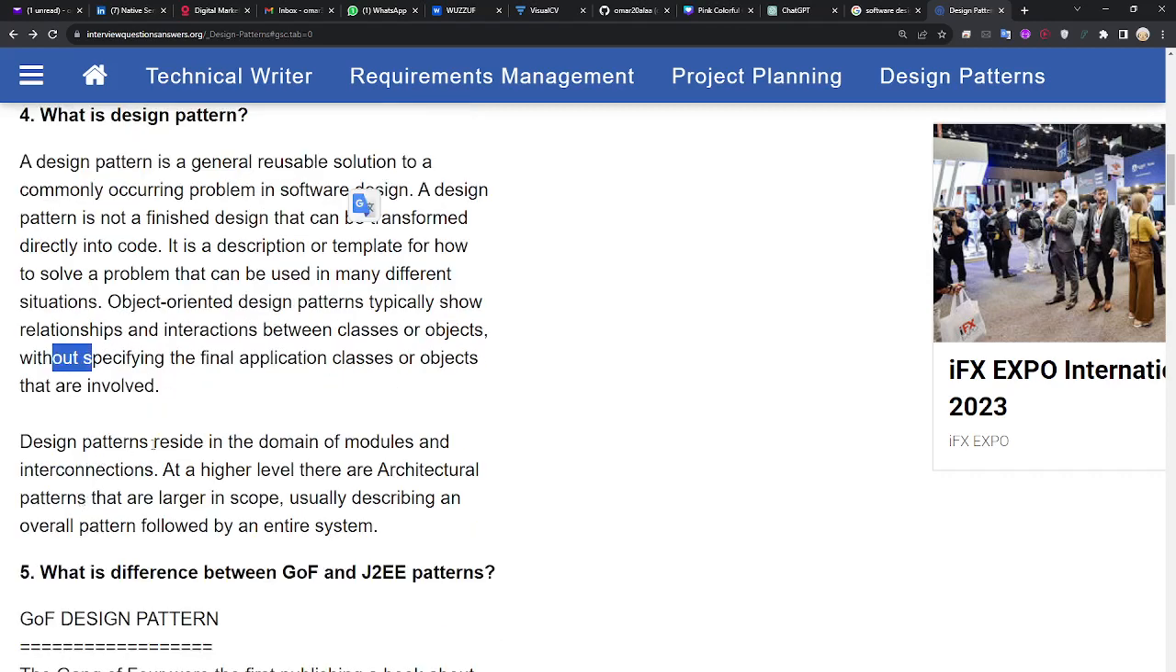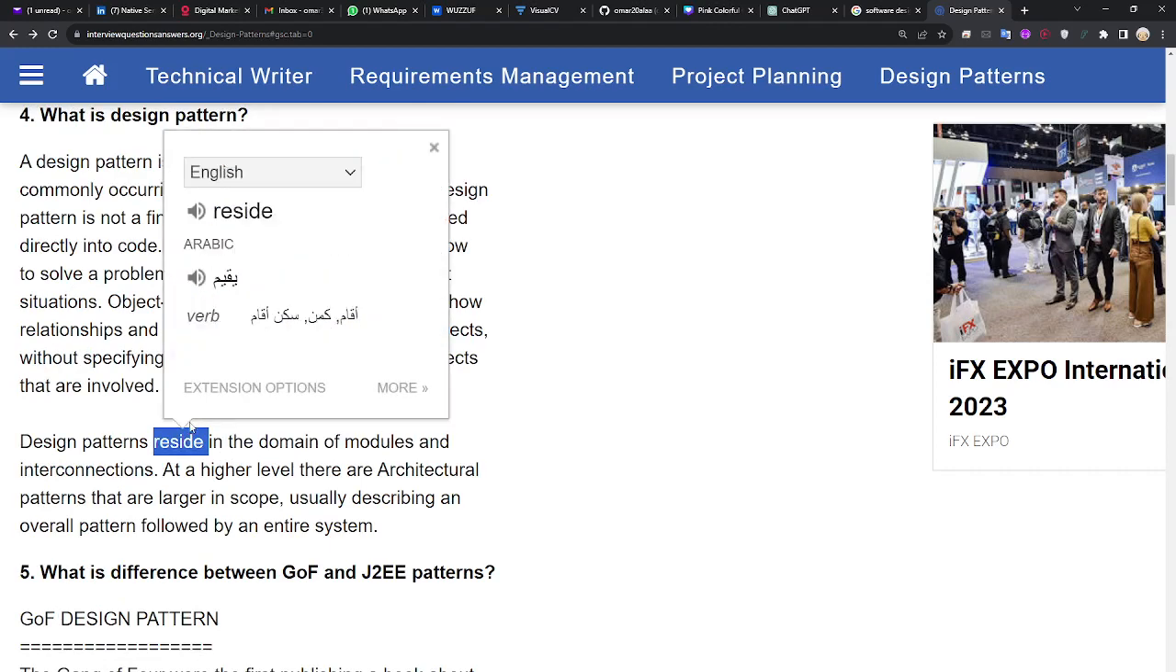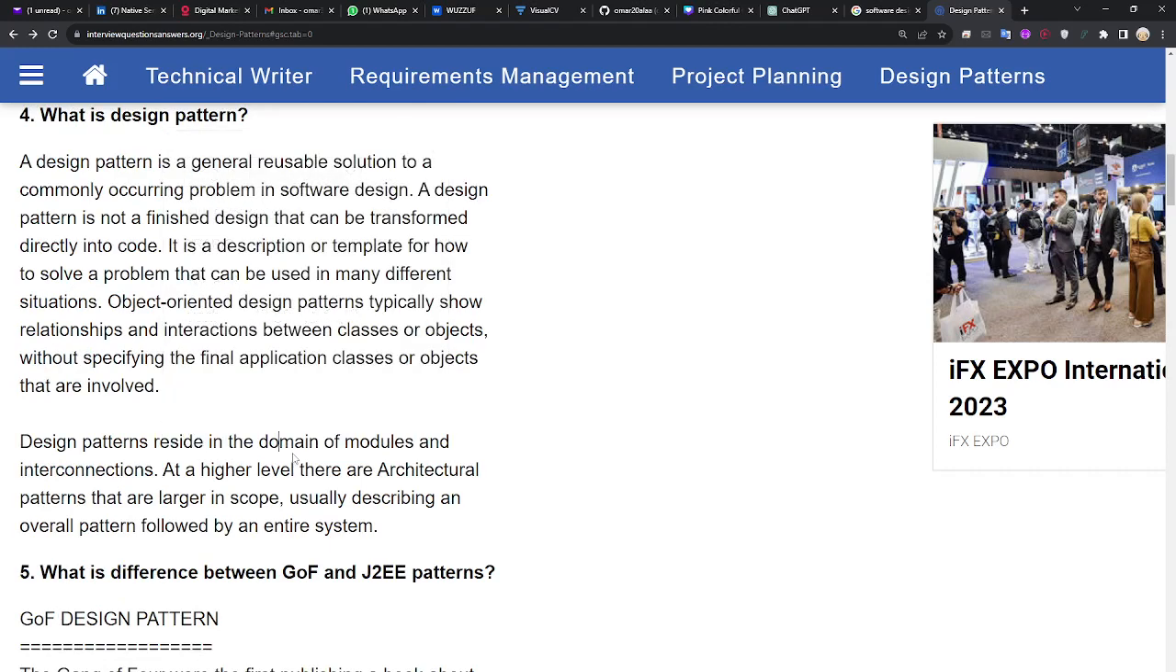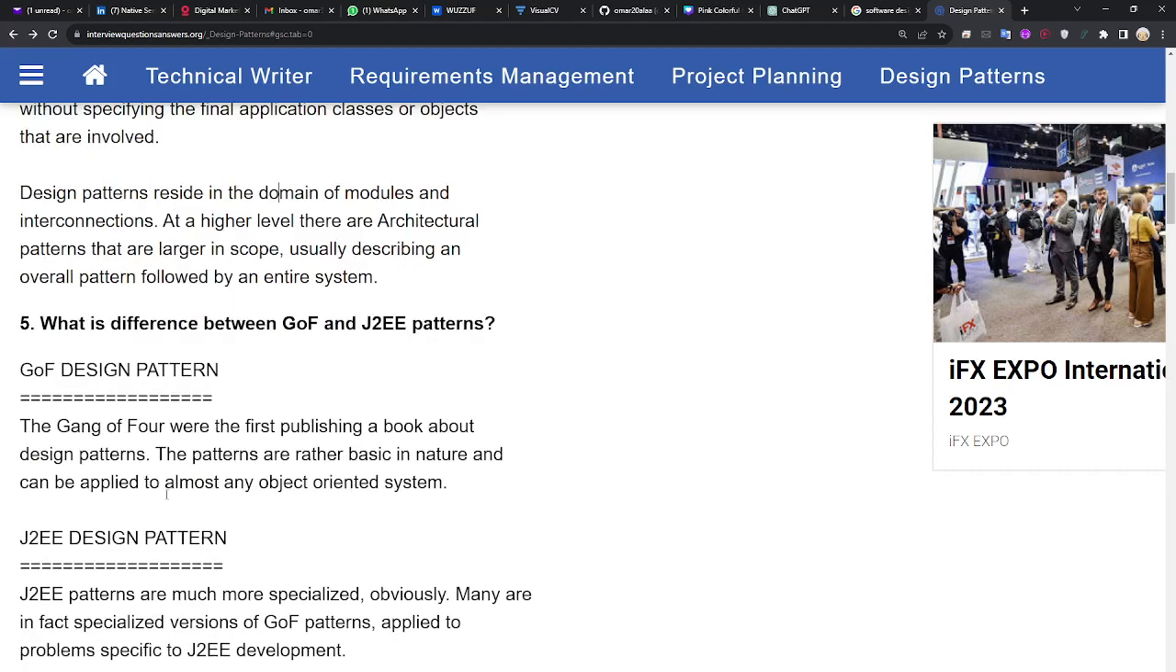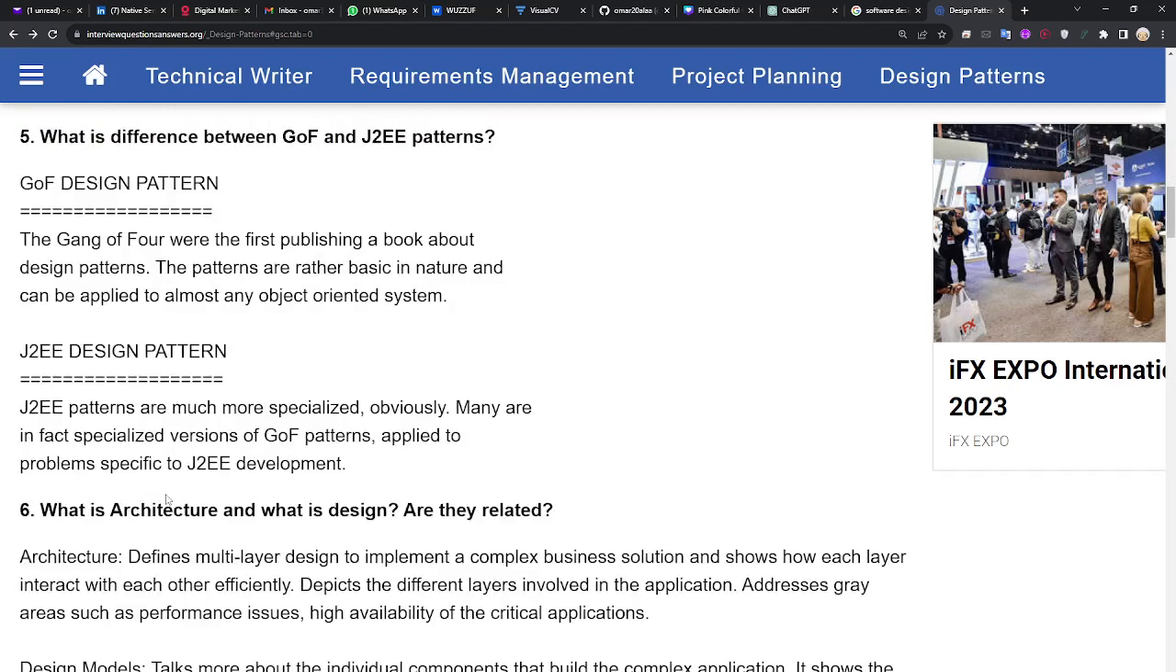The design patterns reside in the domain modules and interconnections. At a higher level, there are architectural patterns that are larger in scope, usually describing an overall pattern followed by an entire system. What is the difference between Gang of Four and J2EE patterns?